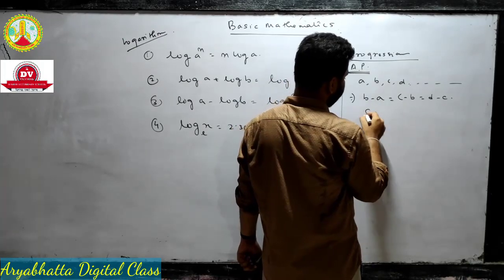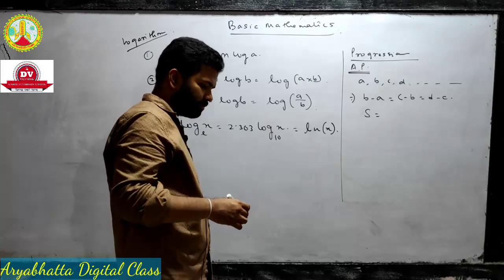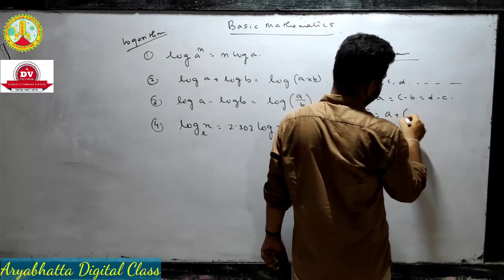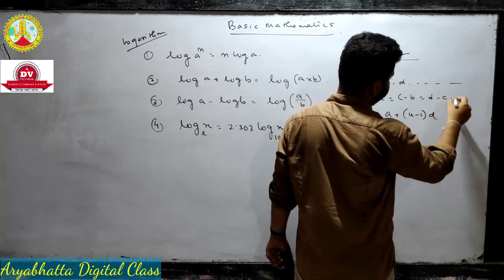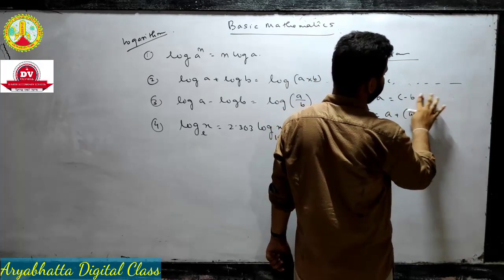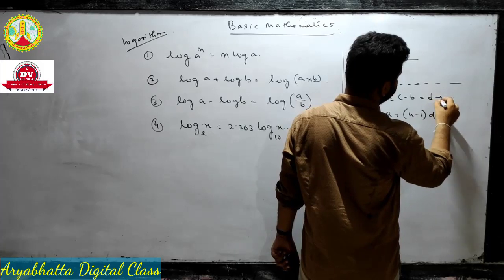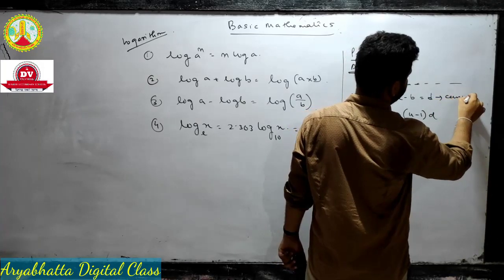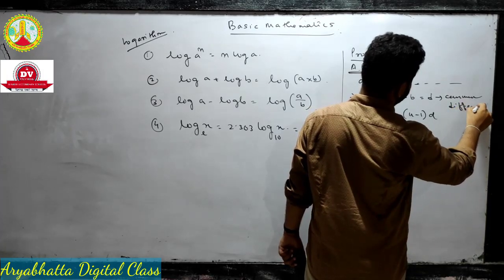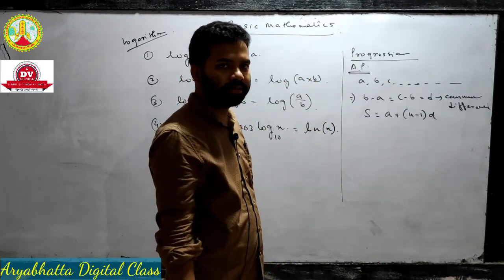So what is the sum here? What is the formula of sum? S equal to, what was it? A plus n minus 1 into D. Okay, this D is not equal to this one. We write it like this. This is equal to D, and what is D? D is the common difference. Okay, and S equal to A plus n minus 1 into D.